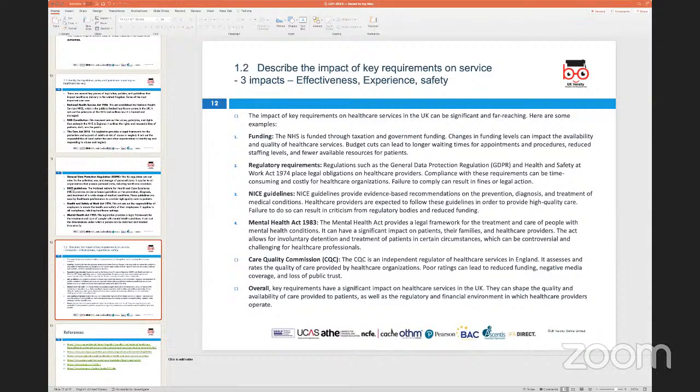This is what we need to basically explain by taking up an example to deal with this particular assessment criteria, which is describing the impact of key requirements of service because of a particular situation. So in this case, you could take up an example of COVID-19. The second example we could take is sometimes we talk about shortage of funding within the NHS. Or the third example could be when we talk about shortage of manpower or trained manpower within the NHS.